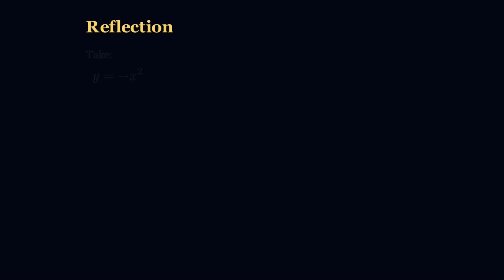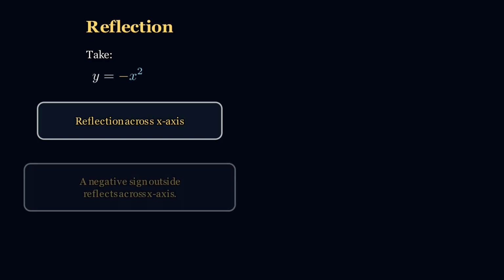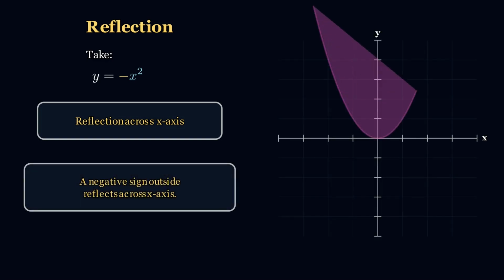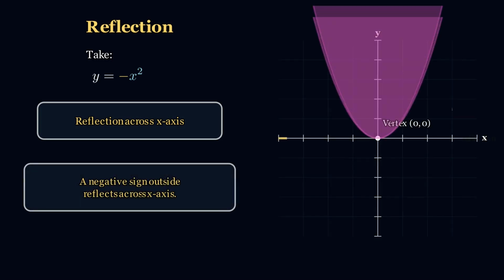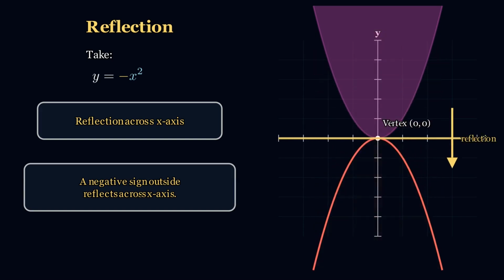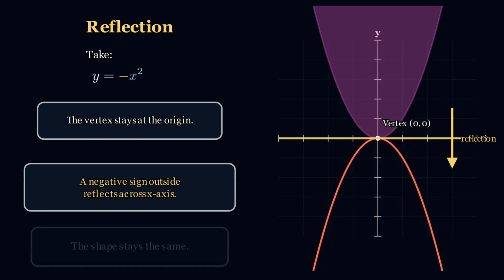Let's take y = −x². This is a reflection across the x-axis. A negative sign outside reflects across the x-axis.